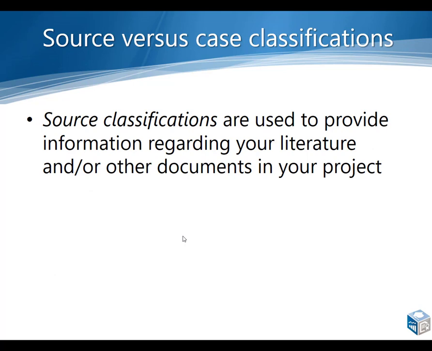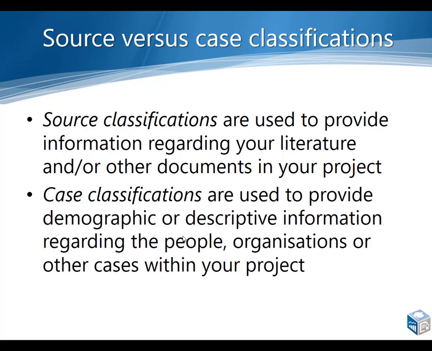Source classifications are used if you want to categorize your sources in some way. They're most useful for literature reviews, but you might also use them for policy analysis, media analysis, or any other project that is based on documents. In comparison, case classifications are used to provide information about your cases, and that might be the people or organisations within your project. It's whatever your unit of analysis is.